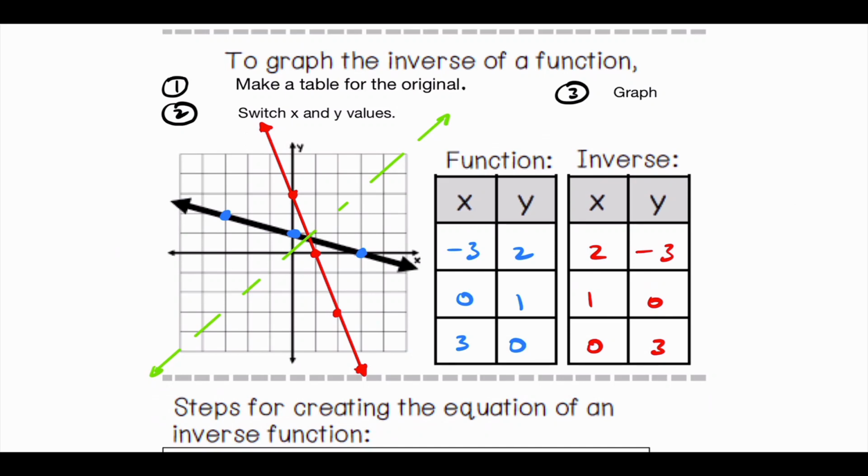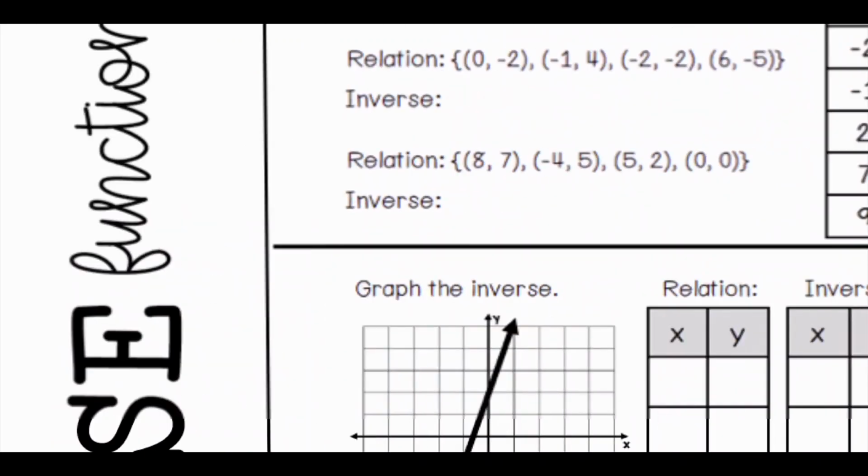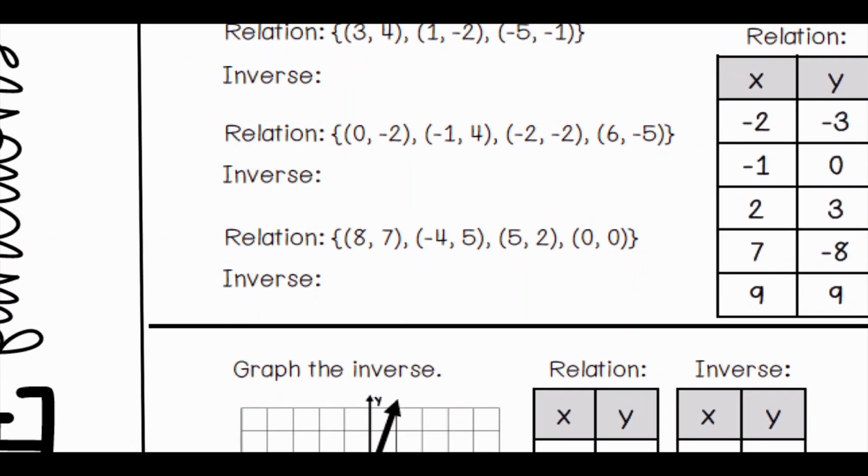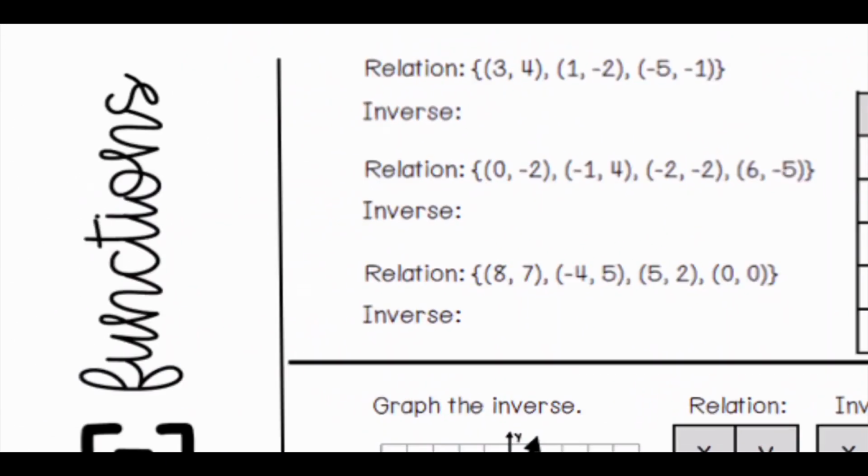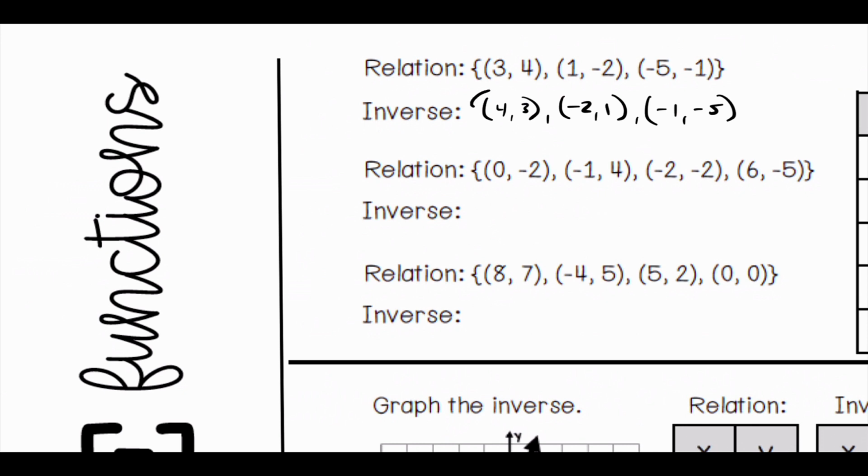Okay. So let's look at the back. The first thing is, the original is the relation. Create the inverse. So instead of 3, 4, it's going to be 4, 3. Instead of 1, -2, it's going to be -2, 1. Instead of -5, -1, it's going to be -1, -5.